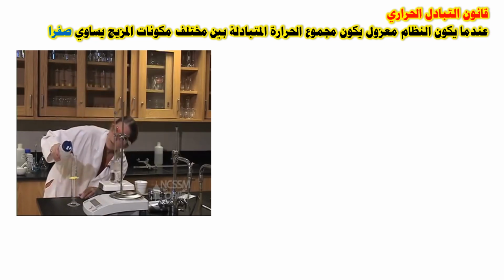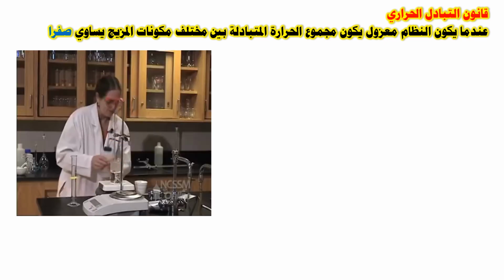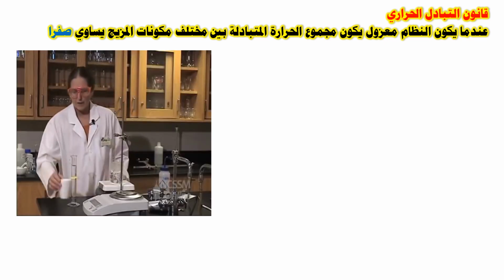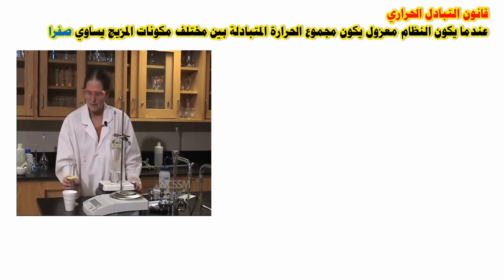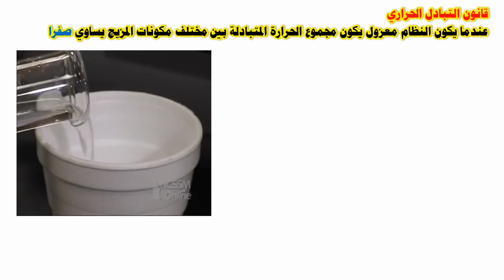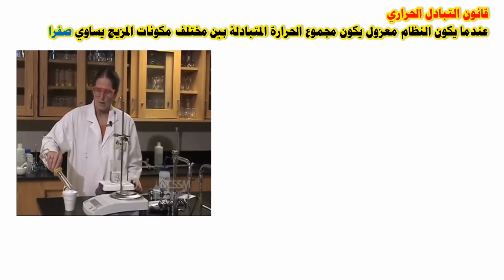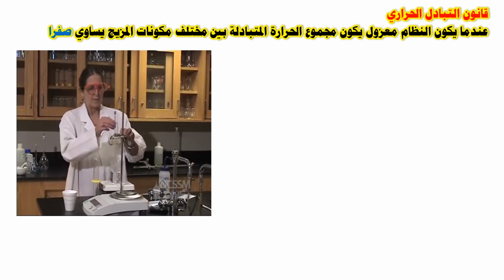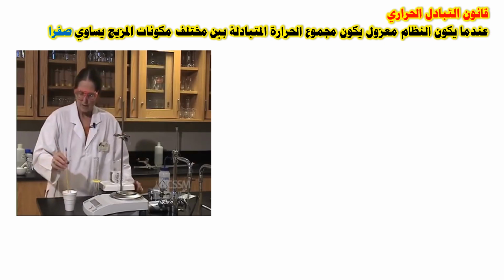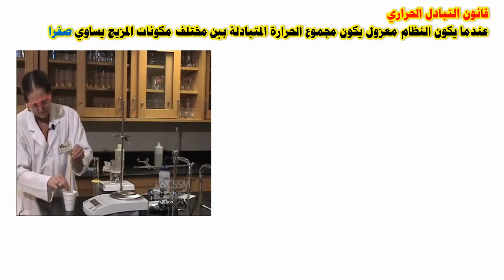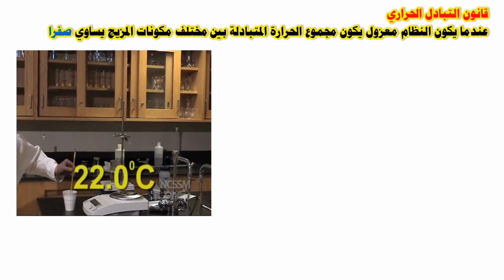So we know that when we put this hot metal in there, it's going to gain heat. We're going to use our coffee cup calorimeter because it's insulated. And we're going to assume that it gains no heat, and the water gains all of the energy that's given off by our metal. So let's find the temperature of our water, and the temperature is 22 degrees Celsius.